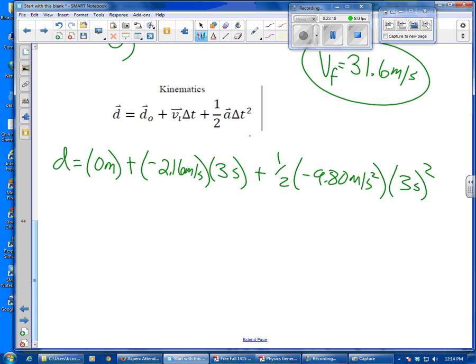All that comes out to 44.1 meters below the balloon. The original position, the displacement original, is the naught. It's being picky, but it's where it started. And we're calling where it started as the balloon.